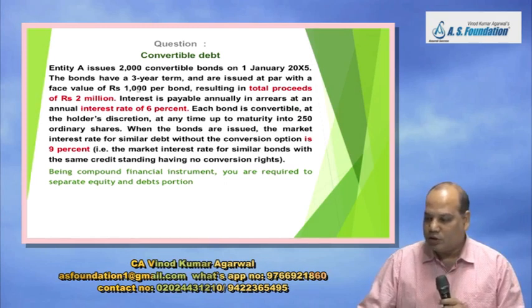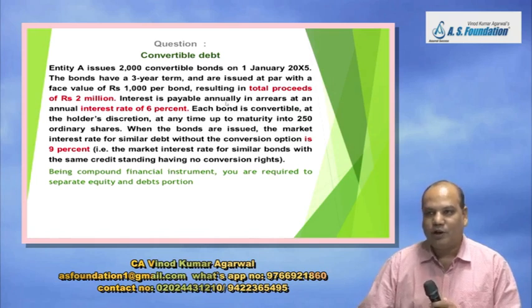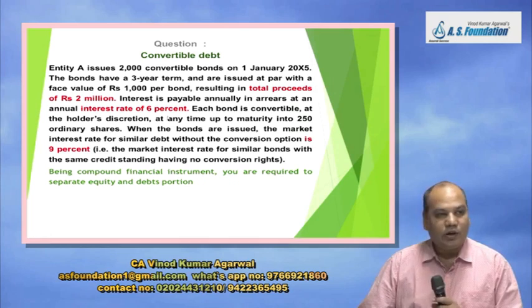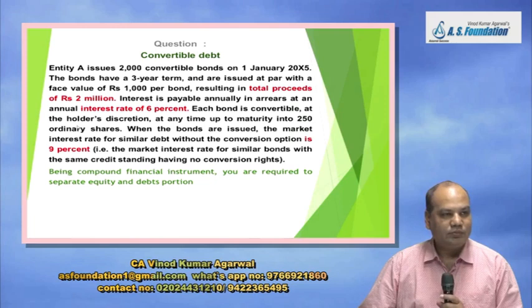2000 into 1000, what is the total proceed? 2 million. They have written it also. So this is the total proceed we have received. Interest is payable annually. Annually, underline. After some time I'm going to take a half yearly problem also. In arrears at an annual interest rate of 6%. This is the coupon rate. This is what you will pay to the investor. Each bond is convertible, double underline, at the holder's discretion. At whose discretion? Holder's discretion.